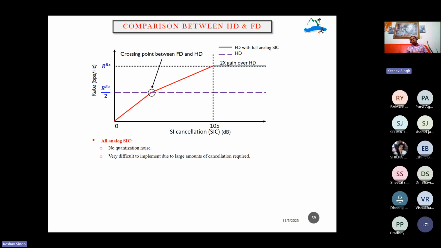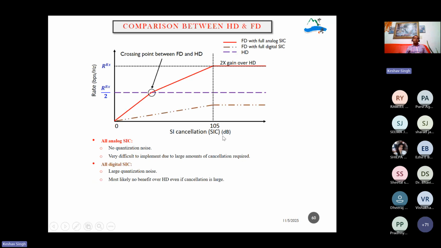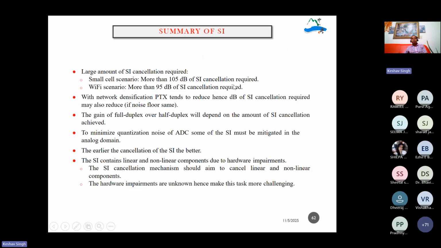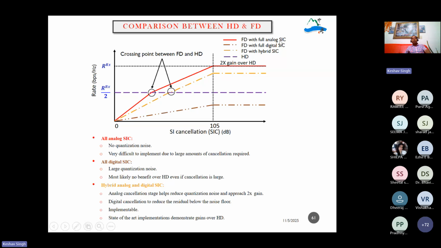So here we can see, this is the half duplex case, the lowest one, so its performance is very low. And then if you go for the hybrid case, for example, full duplex with hybrid SIC, we have much better performance than this. And then we have full duplex with full analog SIC, this is full analog SIC, and this one is full digital SIC. And this one is hybrid SIC, both analog and digital. So we can achieve much better performance.